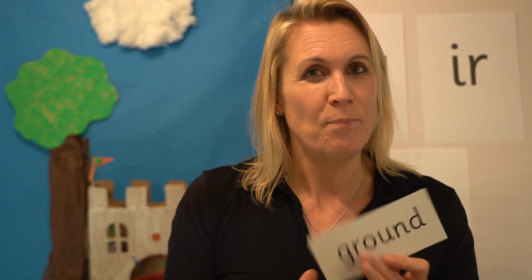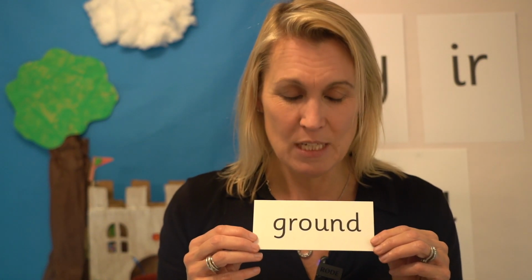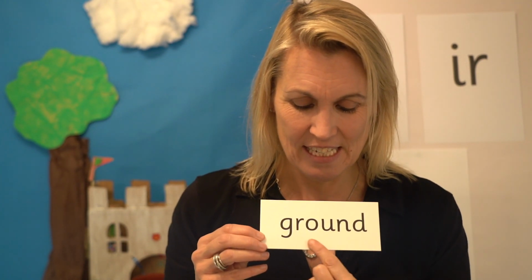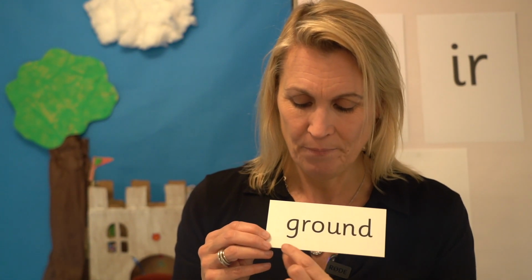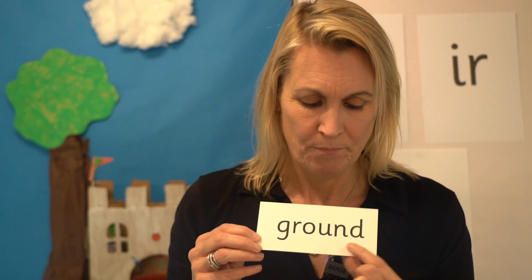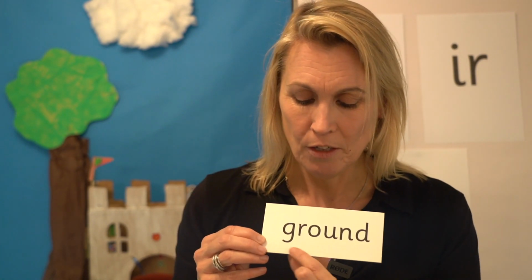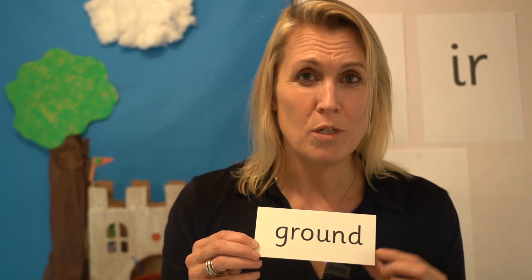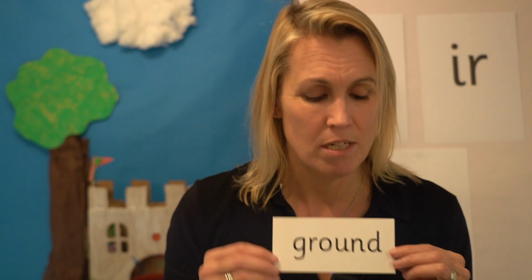Have a look at this one. Can you spot the grapheme that says ow in this word? Yes, this says ow. Read each sound, then blend. Let's read together. G, r, ow, n, d. Ground. We planted some tomato seeds in the ground.